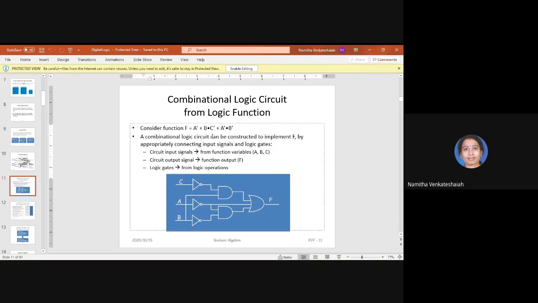Wherever an AND operation is there, use an AND gate. Wherever a NOT operation is there, use a NOT gate. Wherever an OR operation is there, use an OR gate. Like that. This is nothing but a combinational logic circuit. Did you follow what a combinational logic circuit is, students?